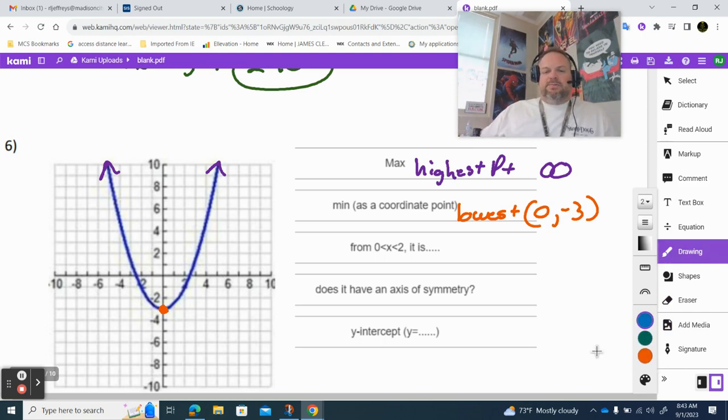All right. So from 0 to 2, that's this right here. Okay. What is our graph doing? Is it going up or down? Increase. Up.